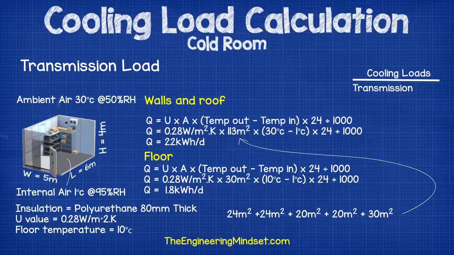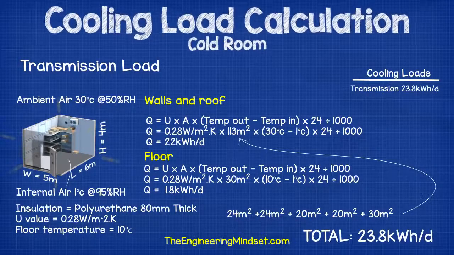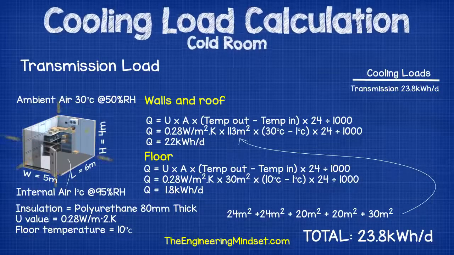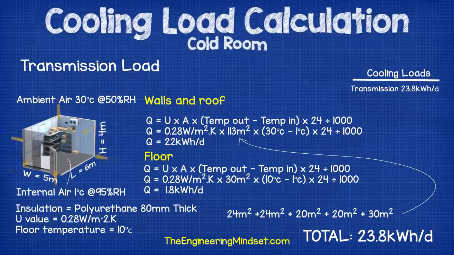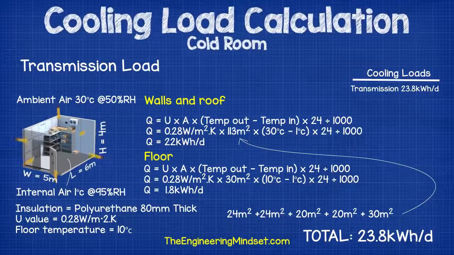We can combine the walls and the roof to see that the daily heat gain is 22 kilowatt hours per day, and then we can also calculate the floor to be 1.8 kilowatt hours per day. Therefore, the total transmission cooling load is 23.8 kilowatt hours per day. Now remember, if your cold room is in direct sunlight, then you'll need to account for the sun's energy also.